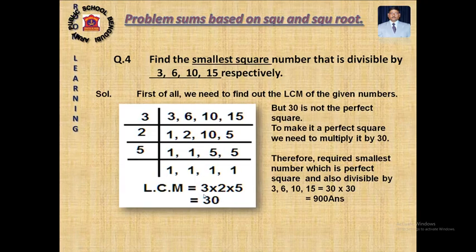But you see, in 30 the factors are not in pair, but 30 is divisible by 3, 6, 15, 10 respectively. But 30 is not a perfect square number, because you see the factors: 3 is not having a pair, 2 also not having a pair, 5 also not having a pair.